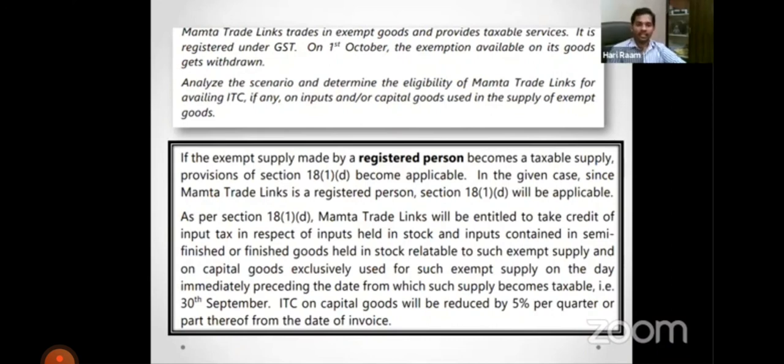So in this case, the solution is if the exempt supply made by the registered person becomes taxable, provision 18 subsection 1 clause D is applicable. In the given case, since Mamta Trade Links is registered, section 18 1D will be applicable for both stock held as finished or semi-finished goods and capital goods. For capital goods, the credit has to be reduced by 5% per quarter or part thereof from the date of invoice.